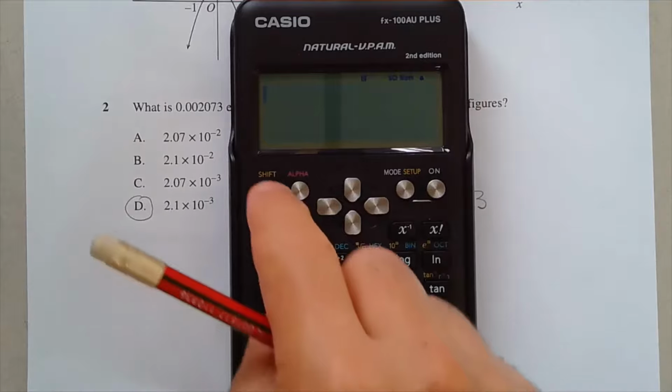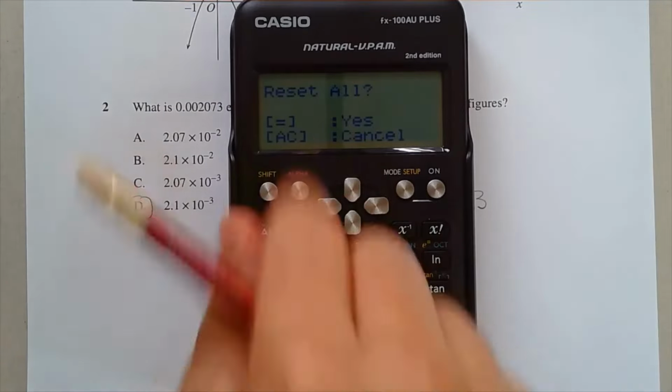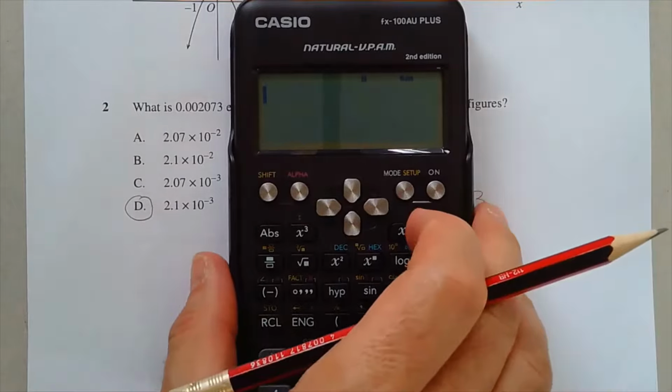Probably the fail-safe way of doing that is do a factory reset on the calculator. So shift, number 9, clear, all, reset all. So just basically follow the prompts, equals, and we're back out of that SCI mode.